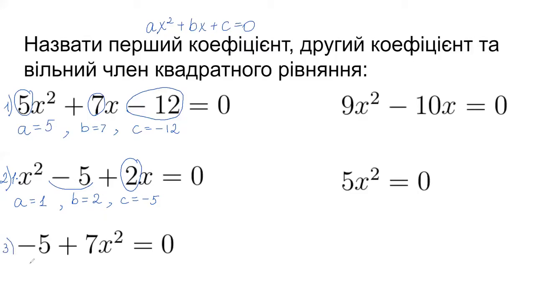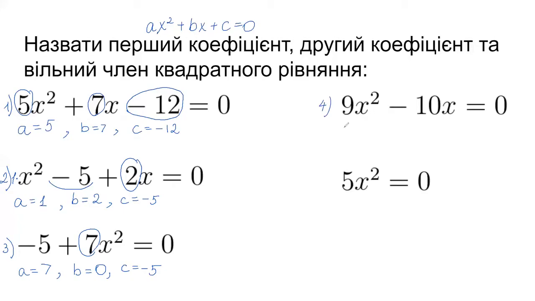So let's see the next one. Minus 5 plus 7x squared equals 0. So what is a here? A is the coefficient with x squared, which means that our a equals 7. What would be b? B is the coefficient with x. Do we have x here? No, we don't have. So b equals 0. And minus 5, again, is your c.